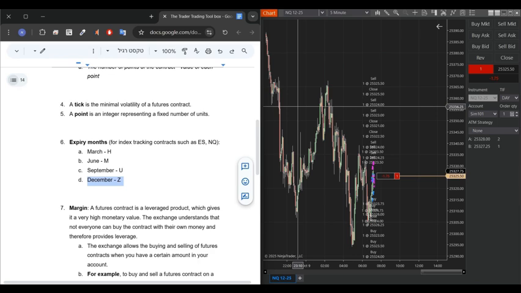In the next lessons, I will expand and clarify this even further. And of course, we will talk about leverage, what a tick is, and what the point is.